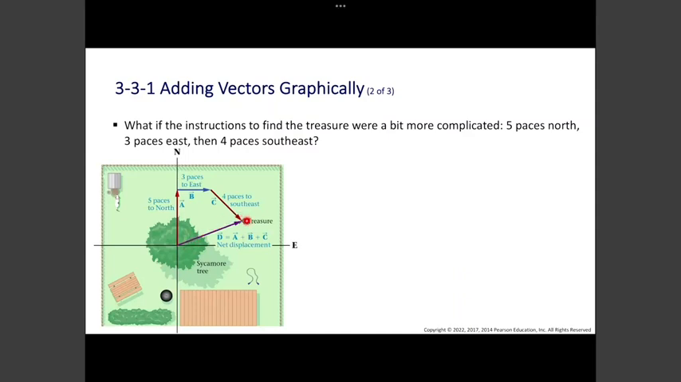So it follows that to add more than 2 vectors, we just keep placing the vectors head to tail, and then draw a vector from the tail of the first vector to the head of the last vector, as in this figure. So in this case, the total displacement, which is indicated by vector D, is the sum of the 3 vectors A, B and C. So vector D is equal to vector A plus vector B plus vector C.